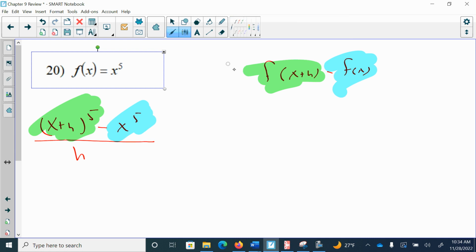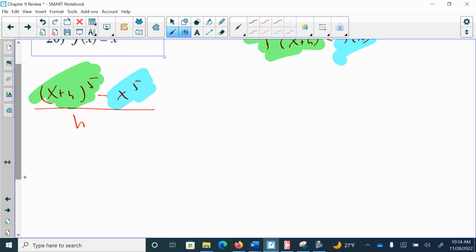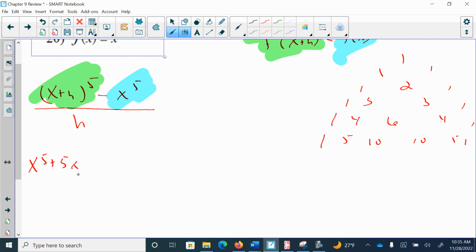Now I'm doing the Pascal's triangle that starts with 5, I guess is the best way to say it. So 1, 5, 10, 10, 5, 1. So this will be x to the fifth plus 5x to the fourth h plus 10x to the third h squared. Remember, double check the 3 and the 2, and all these exponents should add up to that 5.